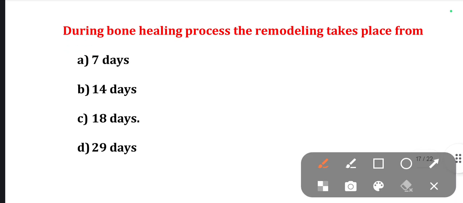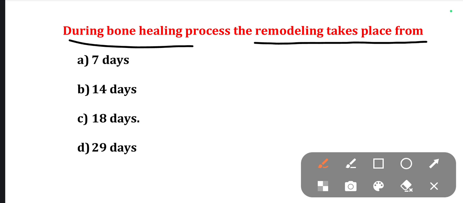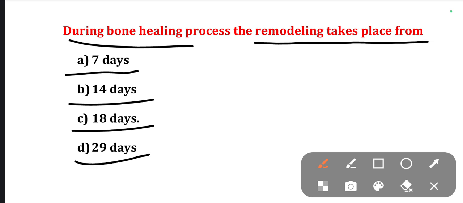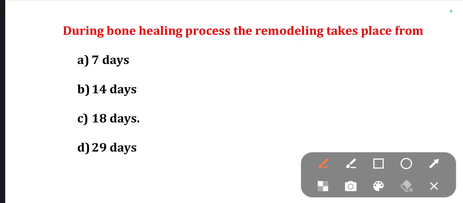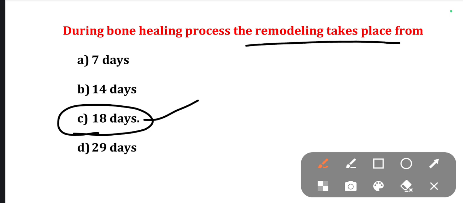The next one is, during the bone healing process, the remodeling takes place from. On which day will the bone remodeling take place? Options are 7 days, 14 days, 18 days, 29 days. If you know the answer, please put the correct answer in the comment section. The right one is 18 days. So option C is right. From the 18th day, the bone remodeling will take place.